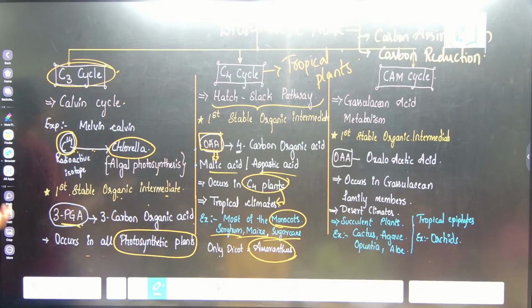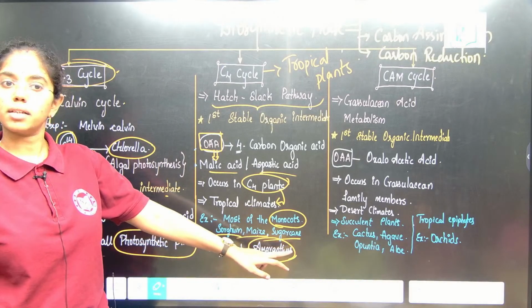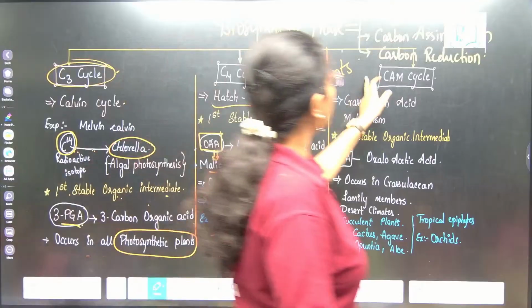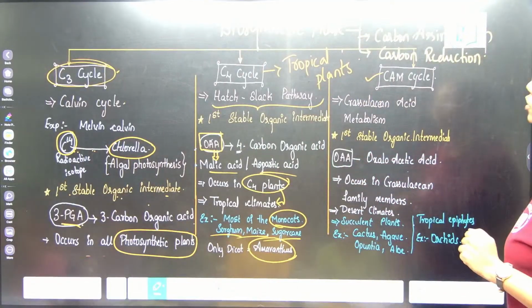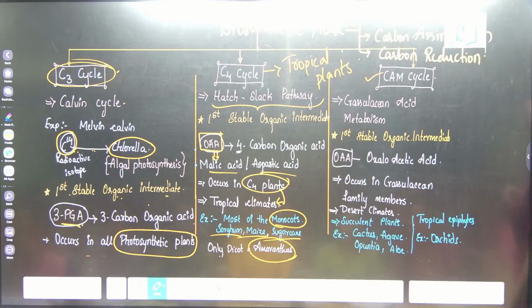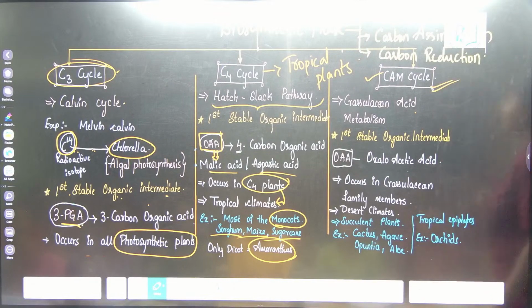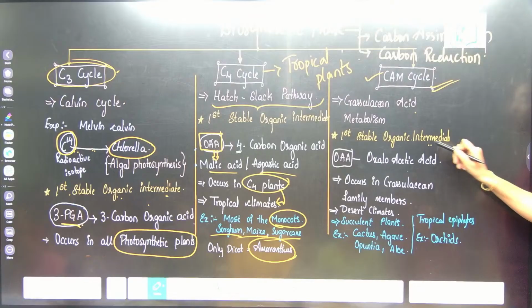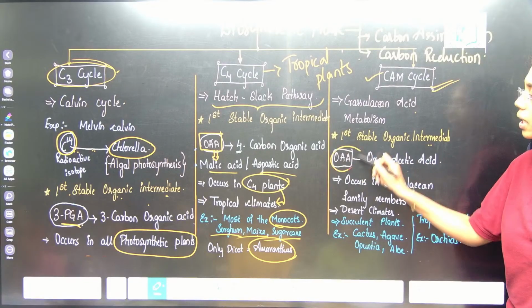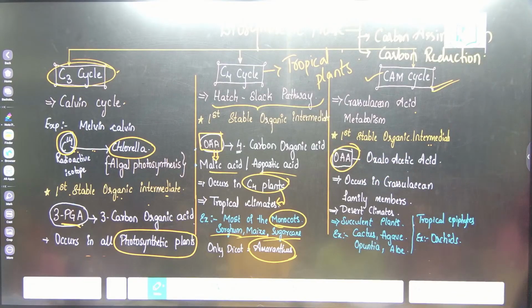Clear? Most of them are monocots. Only dicots include amaranthus. Clear, right? Next is the CAM cycle, Crassulacean acid metabolism. This cycle happens in deserts, where the first stable organic intermediate is oxaloacetic acid.